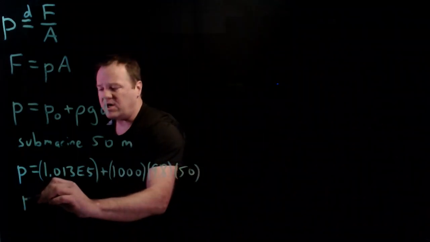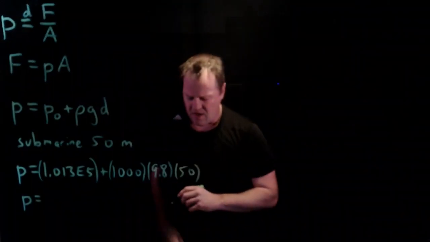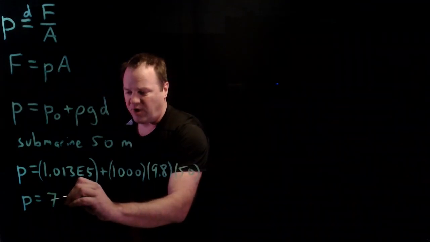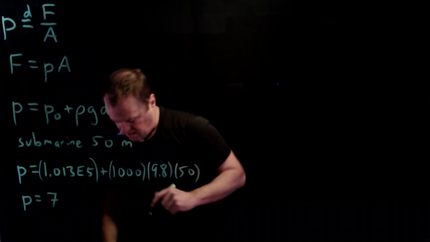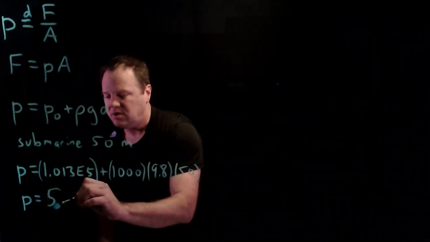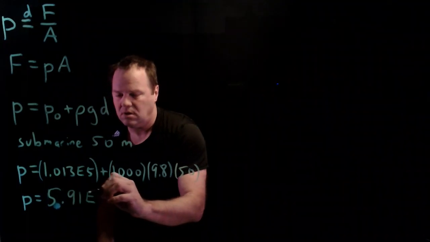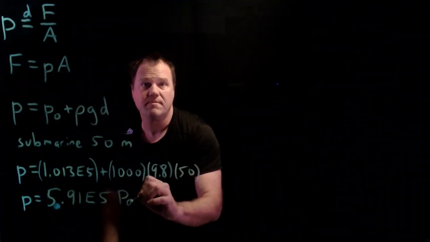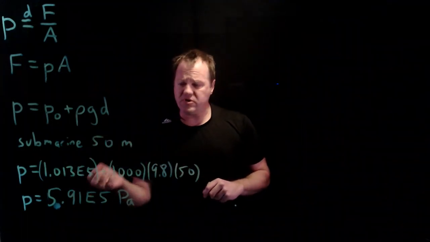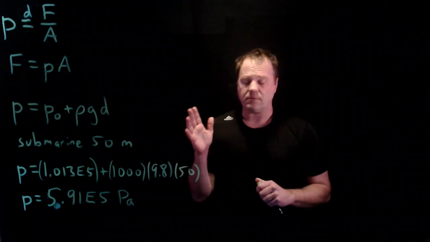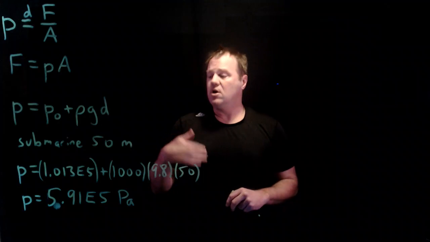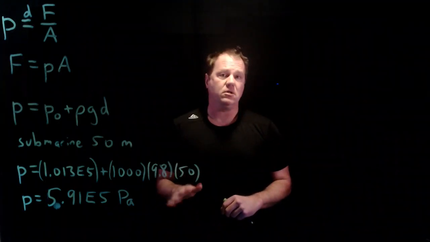So we can calculate the pressure, throw those numbers in our calculator, and find that at 50 meters below the surface, at least in pure water, the pressure would be 5.91 times 10 to the fifth pascals. Okay, so that's the pressure. Of course, we can compare it to this one. It's almost 6 atmospheres. So for each 10 meters below the surface, a rough rule of thumb is that we get an additional atmosphere.